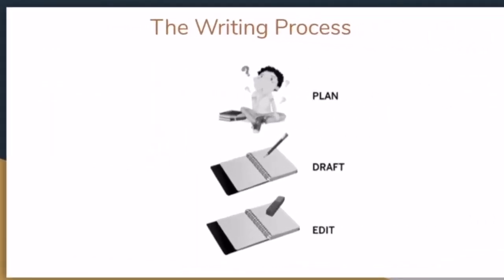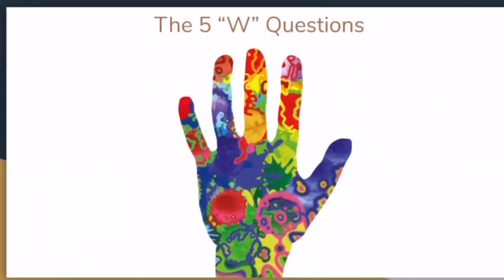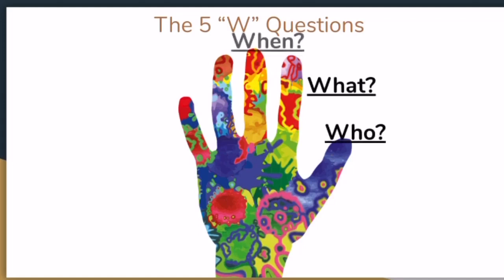Now we're going to review the writing process. We're going to start planning a personal narrative. So let's take a look at what we're supposed to do first. The first step is to plan, then to draft, then to edit. And we also have the 5 W questions again. Do you remember what they are? Right. Who, what, when, where, and why? These are questions we have to answer in a personal narrative.